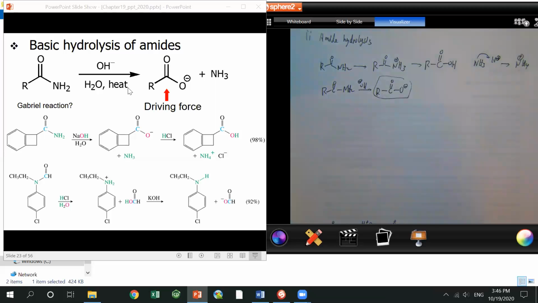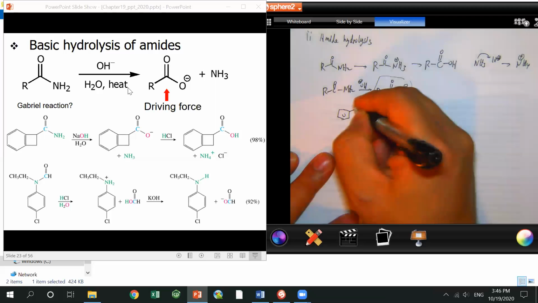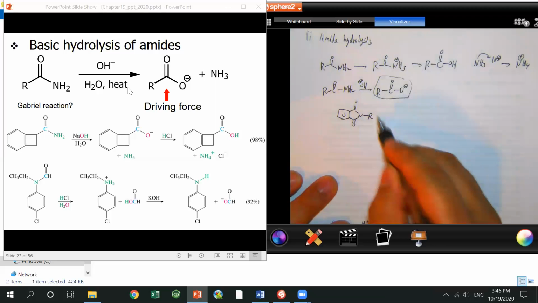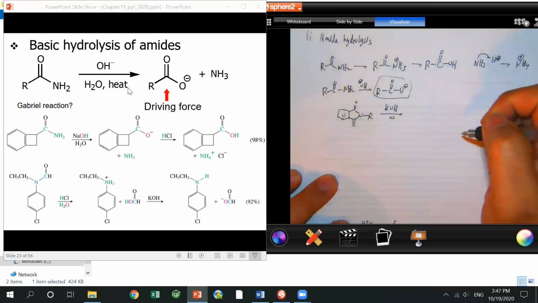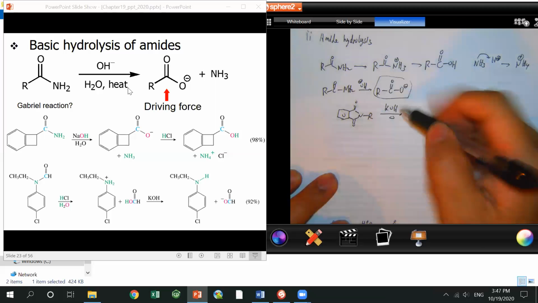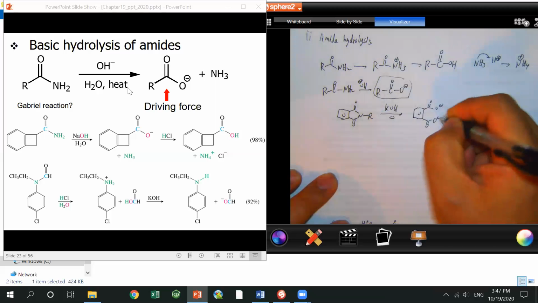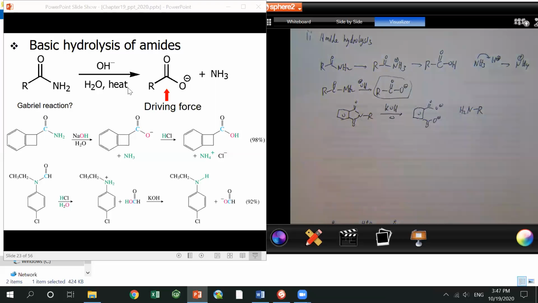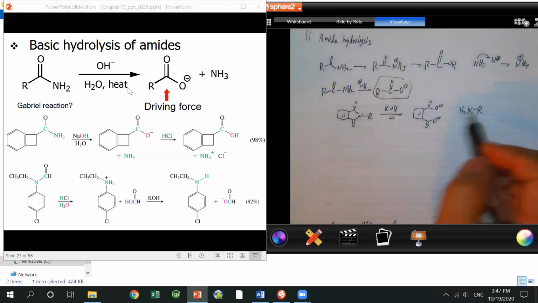Gabriel reaction, remember. We generally protect the amine, and we use potassium phthalimide. Then acid hydrolysis of the amide, and eventually you release the amine. So that's an example of the hydrolysis of an amide under the basic conditions.